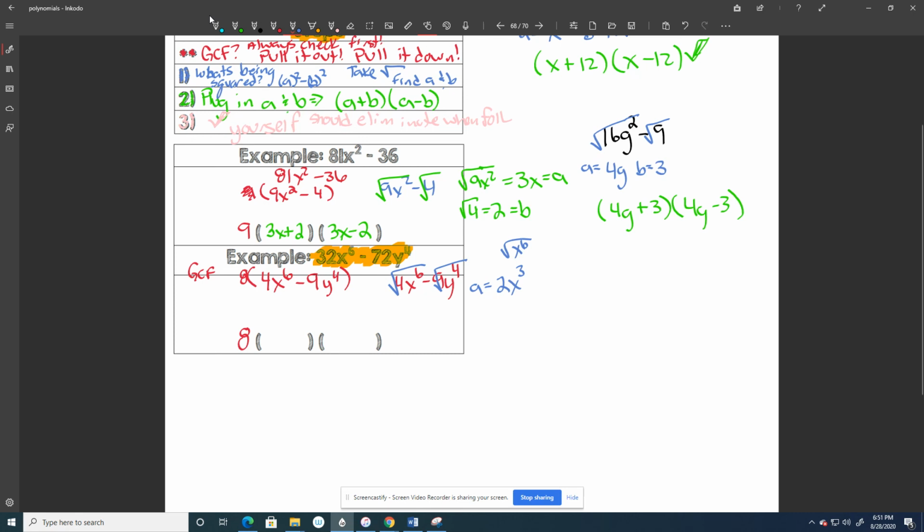Now let's check for our B. So I've got the square root of 9y to the 4th. The square root of 9 is 3. The square root of y to the 4th, again, just divide this in half. And I get y squared. That's going to be my B. They're perfect squares, even though they don't look like it because of these variables and these exponents right here. But all I have is my A is 2x cubed. And my B is 3y squared. So I'm going to put plus 3y squared. And then I'm going to put minus 3y squared.